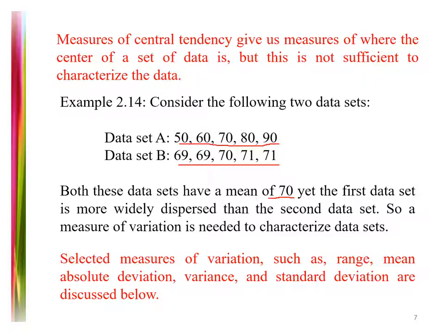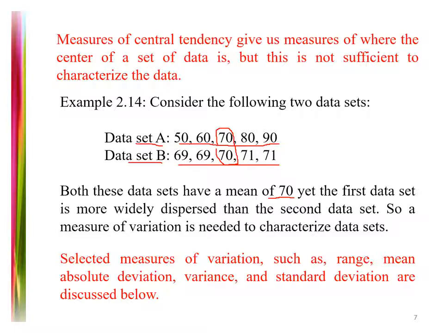So in this case, if we calculate the mean value it is 70 and the median value is also 70, since this is already ordered data. We have 5 observations, so the third observation is the median, which is 70. So mean value is 70, median value is also 70. But suppose we calculate the range value, the range of the data: here 90 minus 50 is 40, and in the second case the range is 2. So measures of variation are needed to characterize a data set.